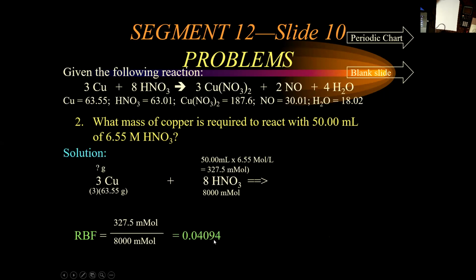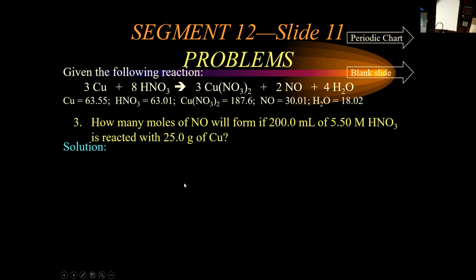And it's 0.04. I need to multiply that by what's under my question mark. And multiply that out, and I get 7.81 grams of copper. Okay. See, the only thing we've added is volume times molarity is moles. So we're going to convert the problems all to a mole problem, and then we're going to calculate how much of each thing we've got.